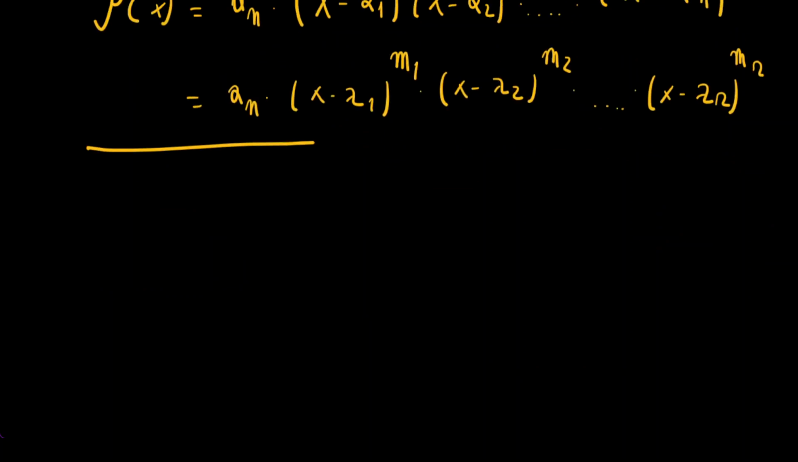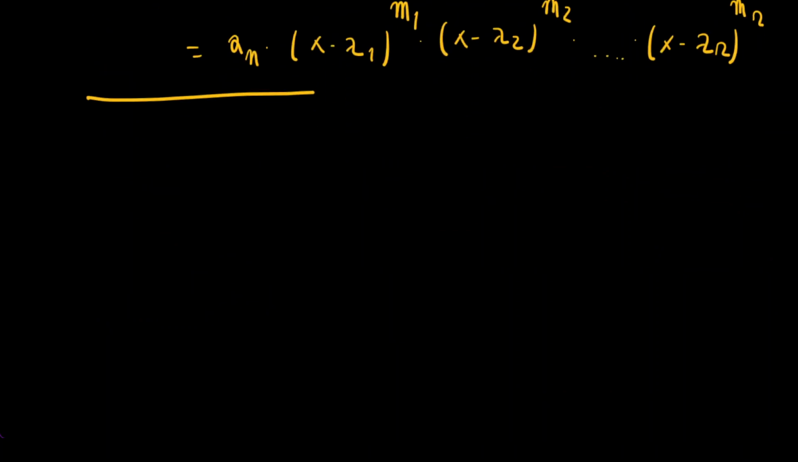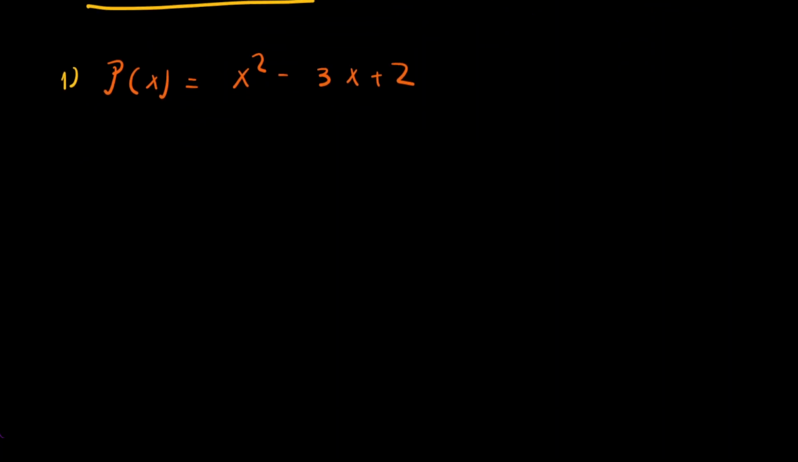Let's put some examples. I will consider good polynomials, and when I say good, I mean that they have a lower degree. First example: consider p of x equal to x squared minus 3x plus 2. Here is a quadratic equation, and you can easily find its roots. You have x1 equal to 1 and x2 equal to 2. And so p of x is 1 times (x minus 1) times (x minus 2).